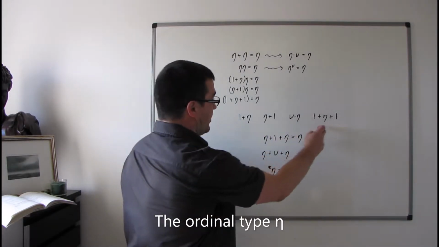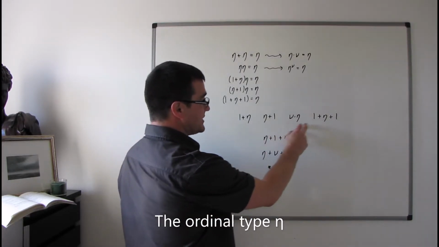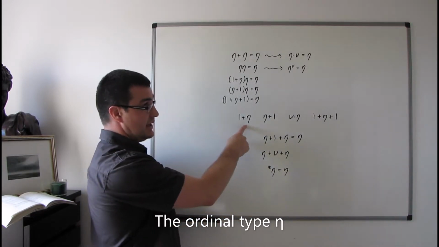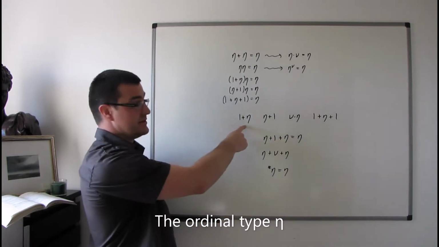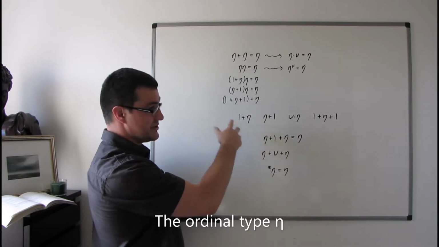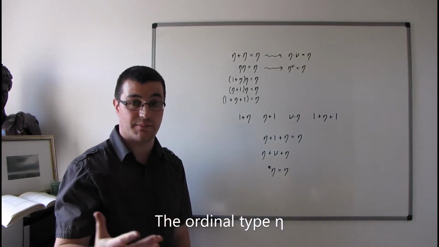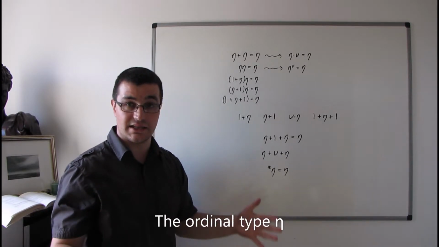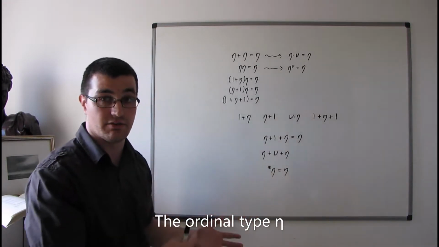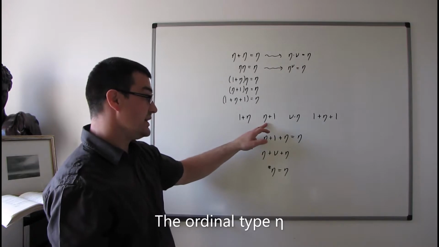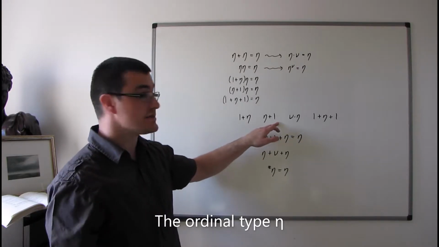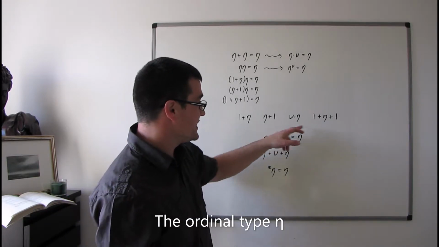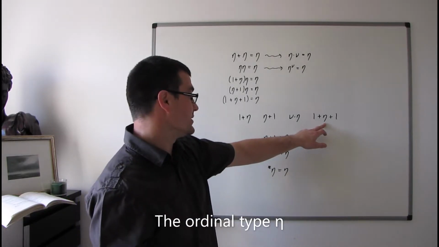These ones, on the other hand, are all different from eta. They have to be different from eta because this one would have a least element, which eta, whatever aggregate we're talking about, doesn't have, as stipulated in the theorem that I've just proved. Similarly, this would have a greatest element, and this would have a least element and a greatest element.